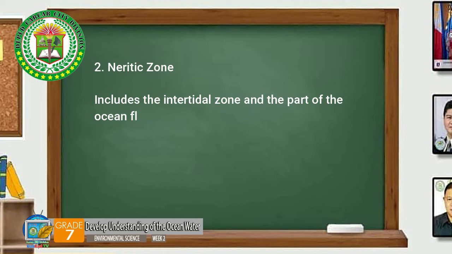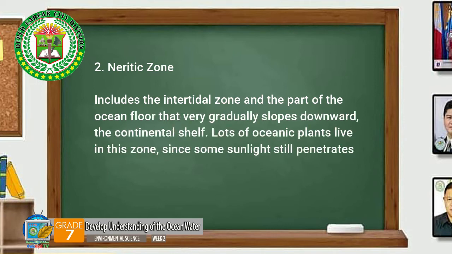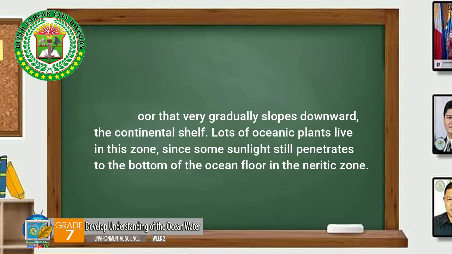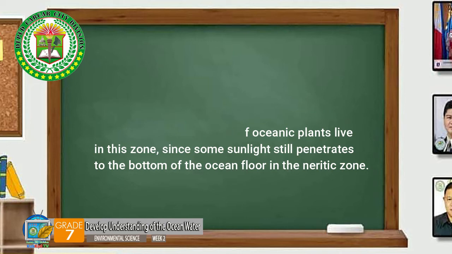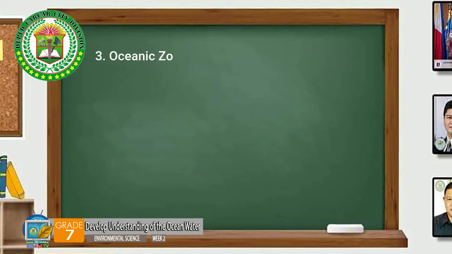Second, the neritic zone includes the intertidal zone and the part of the ocean floor that very gradually slopes downward, the continental shelf. Lots of oceanic plants live in this zone, since some sunlight still penetrates to the bottom of the ocean floor in the neritic zone.